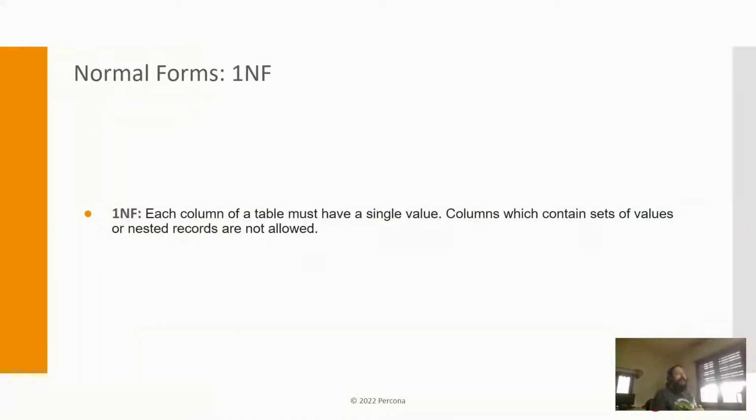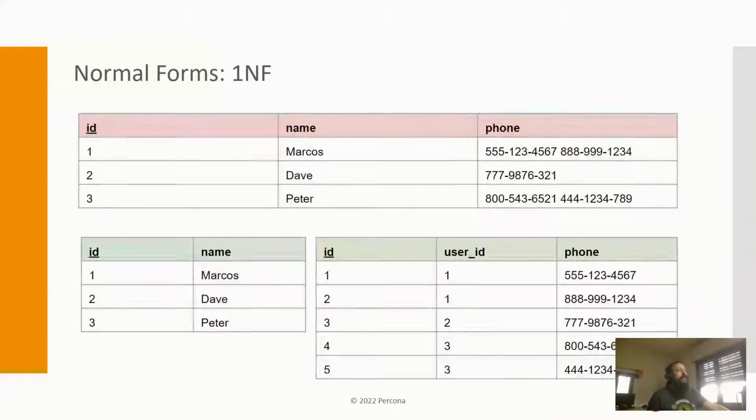The first normal form: each column of a table must have a single value. So no multi-valued columns. A column which contains a set of values or nested records, like a JSON, those are not allowed. So let's see a quick example of how this will look in the real world.